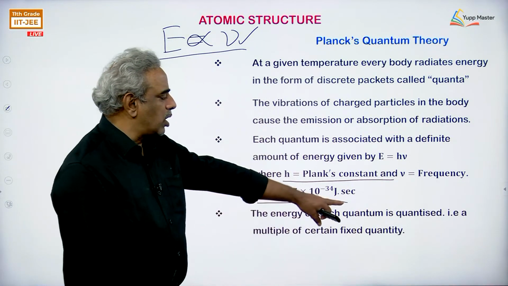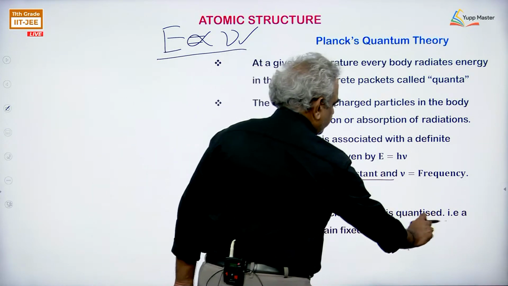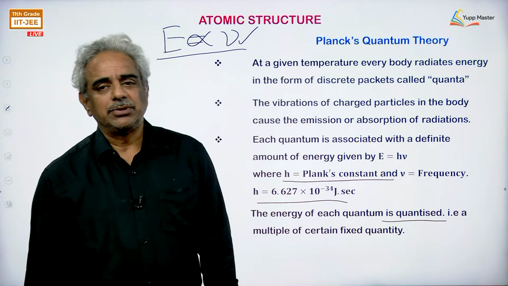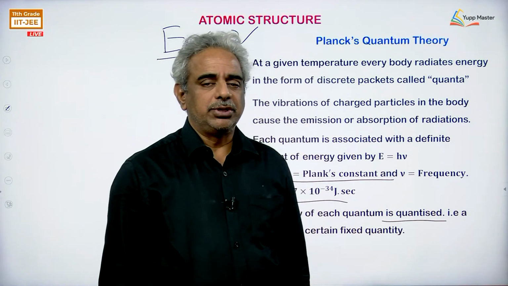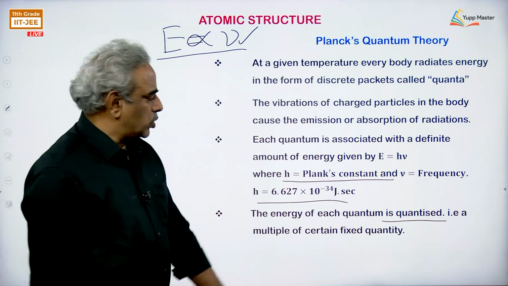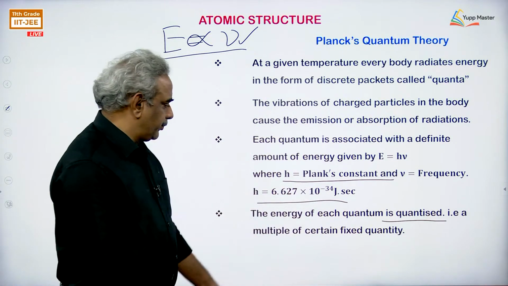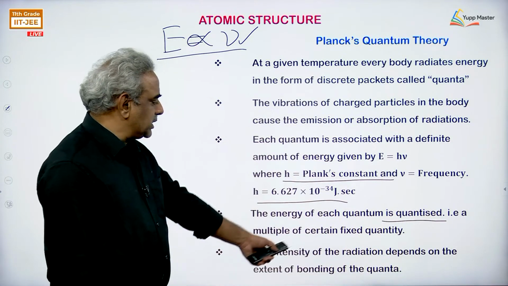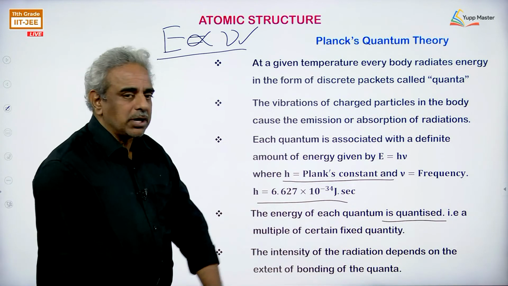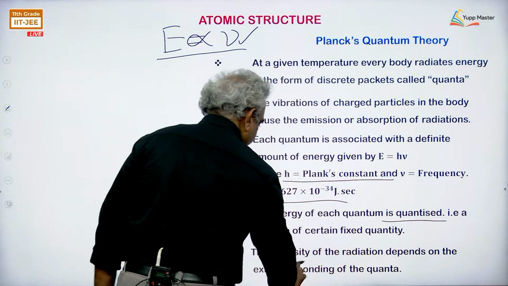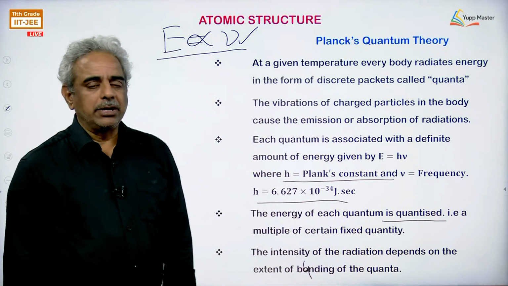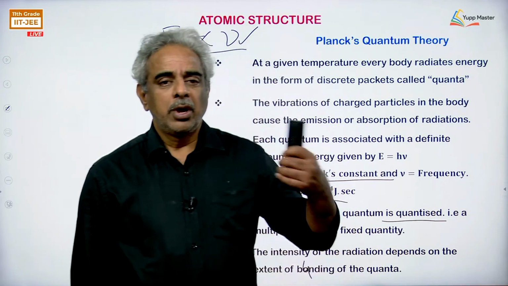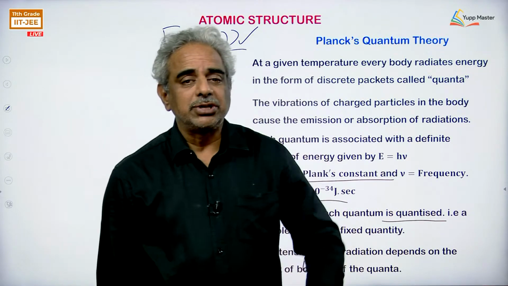The energy of each quantum is quantized. This word we are going to listen to many times, quantization of energy. So quantization means bundling, in multiples of a certain fixed quantity. The intensity of the radiation depends on the extent of bundling of the quanta. Whether it is a bright light or dull light depends on how good the bundling, the multiplication, occurred.